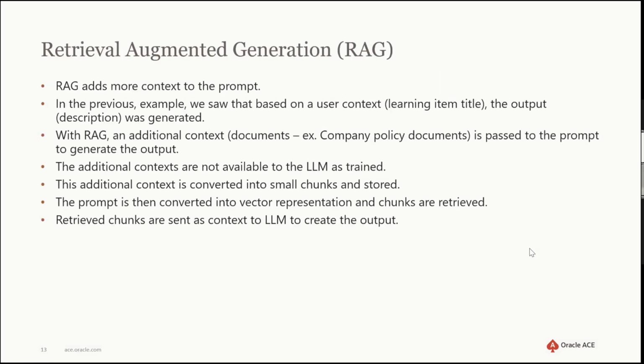Next, I'm going to talk about RAG. RAG is nothing but retrieval augmented generation. This term is actually used interchangeably with AI agents as of now in Fusion applications. So what is a RAG agent or an AI agent? We saw a simple example where we just provided the title and based on that an output was generated. RAG adds more context to the prompt. What it means is that with RAG, we can ask questions for which the LLM is not trained.